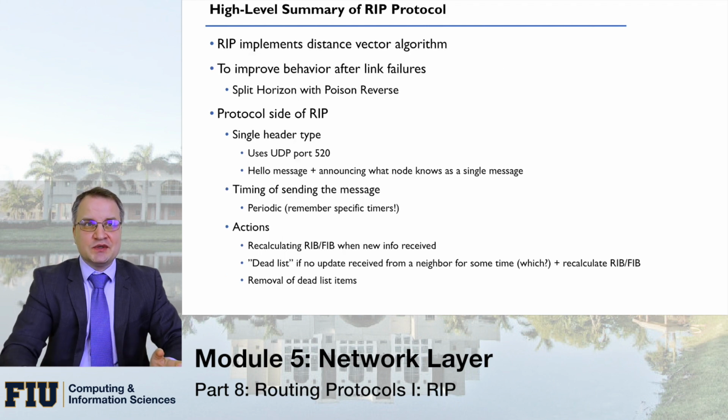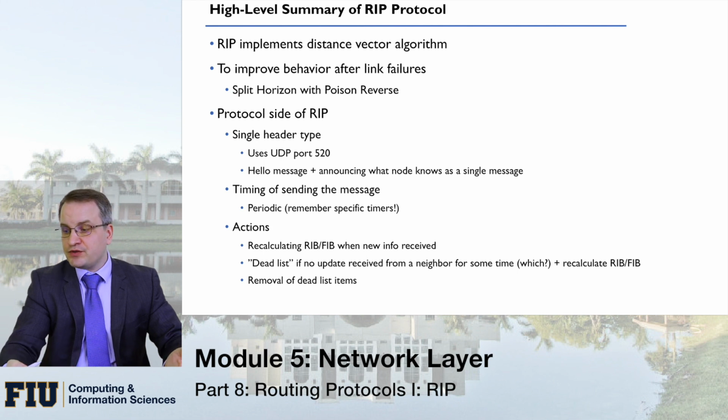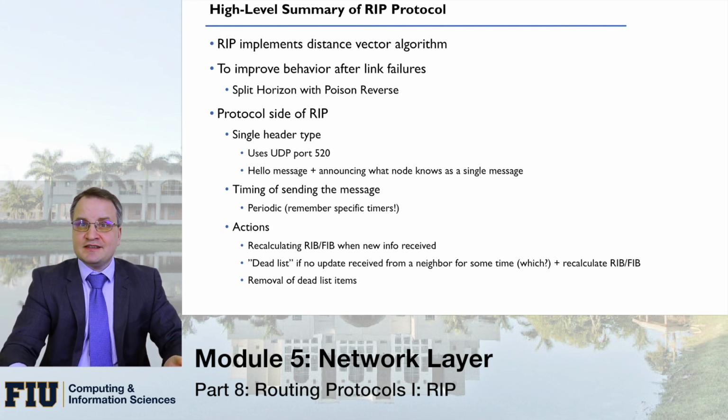Okay, so now we're done with the RIP protocol. Just remember, the RIP protocol implements the distance vector algorithm. It also includes split horizon with poison reverse to avoid some problems when a link fails. And the protocol side of RIP is basically that it uses a single header, in the format that I showed you on one of the first slides. It uses the UDP protocol, specifically port 520. And the single header type is used as a hello message to advertise yourself and as an advertisement of what routes you can reach. Timing, remember the timers.